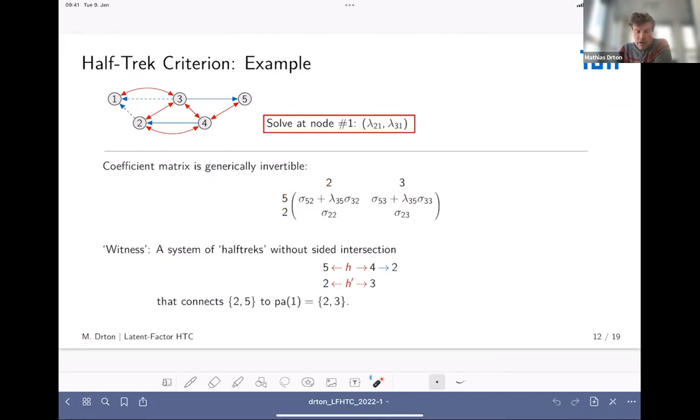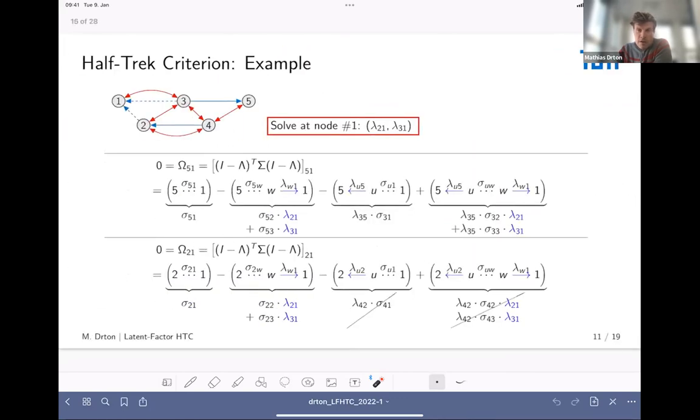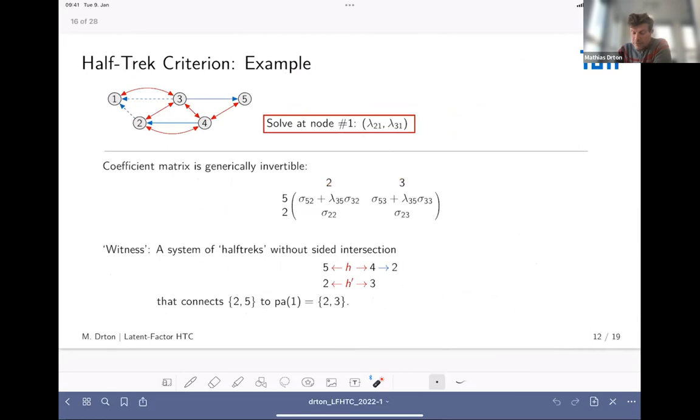So the row indices are the nodes that are not subject to latent confounding that gave me equations. And the column indices are the parents. And so the fact that in the graph there's a certain way to connect these such that the paths that connect don't intersect in a bad way, that will be a witness to us that this matrix will be invertible for generic choices of parameters. And so I'm going to take a little break and then tell you more.